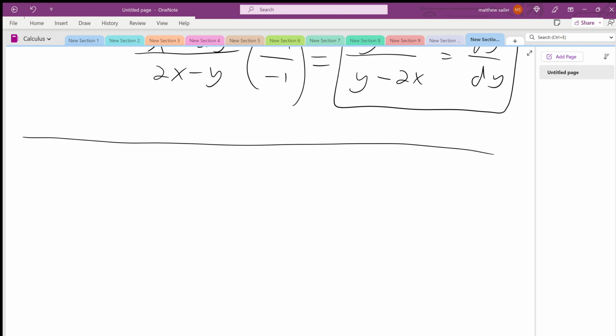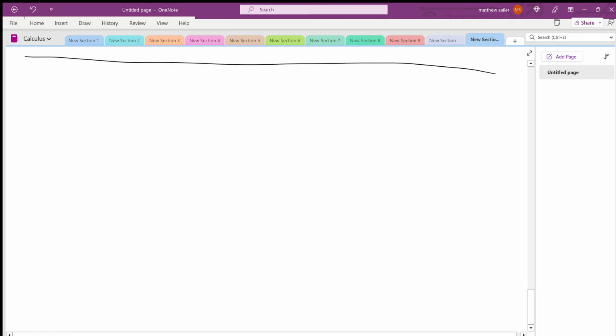Alright, let's try a slightly harder one now. I'm just going to change the ink color. I'm getting kind of tired of the black ink. Let me make the size of it a little bit larger. There we go. Okay.